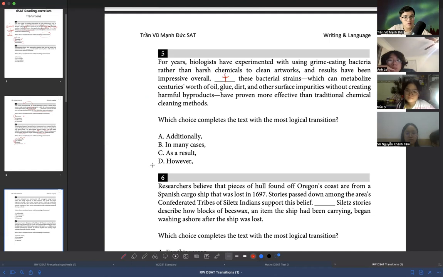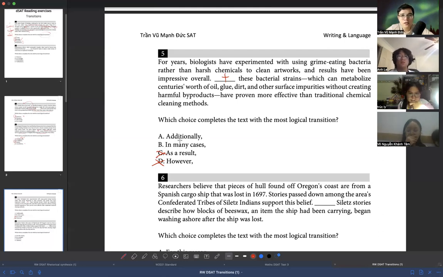So "however" is wrong, and "as a result" is wrong because this is not a directly causing relationship. So C is not correct. Also, if you need further explanation, tell me. But in this case, it's very simple. The sticking point is between A and B, "additionally" or "in many cases," because they both support and they both give out unknown information, not aforementioned information.